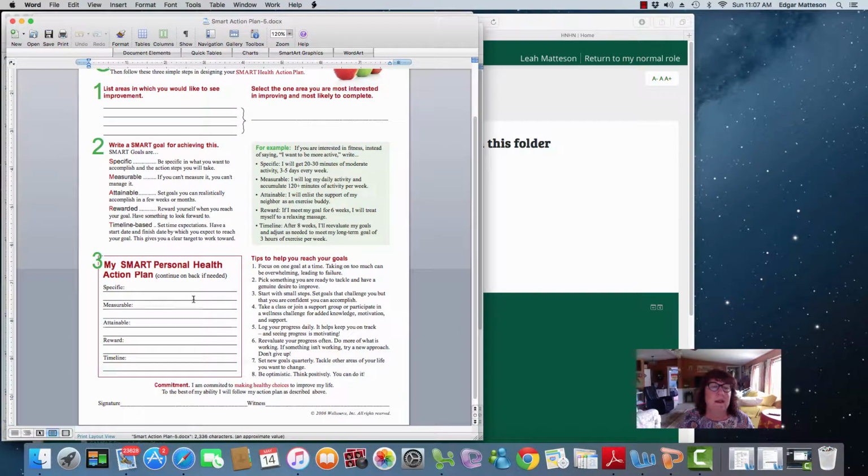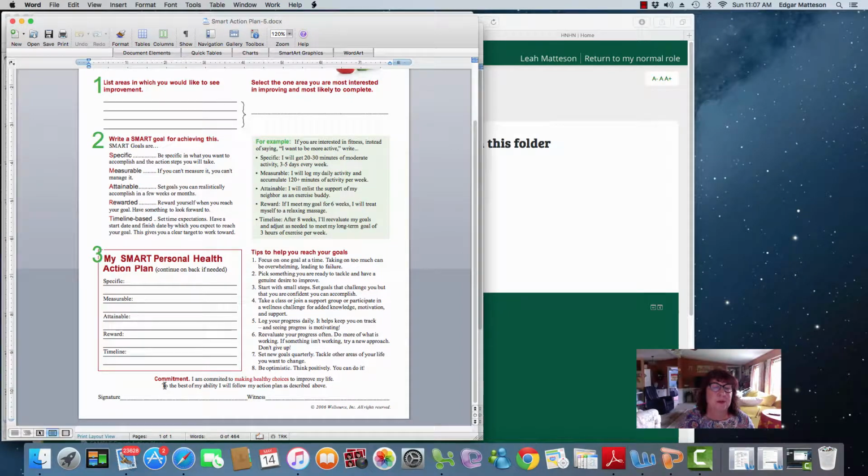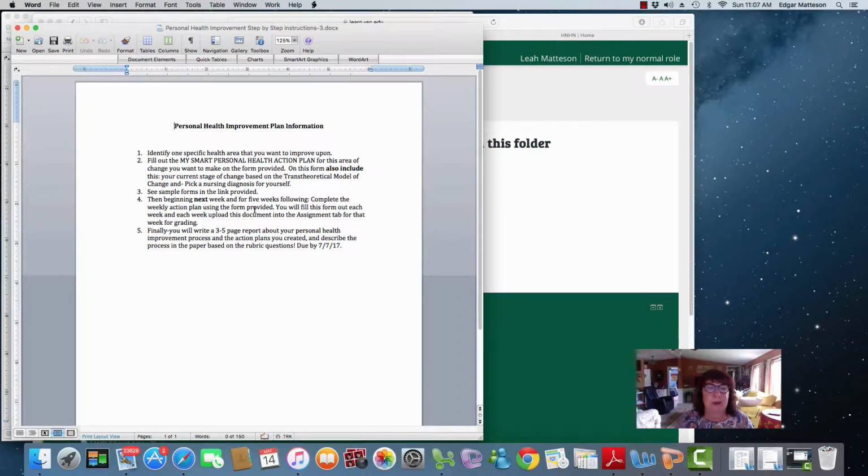So down here, one of the things that you should do is talk about what you're going to do in terms of giving yourself a reward. So reward yourself when you reach your goal. Maybe you might want to treat yourself to something special.